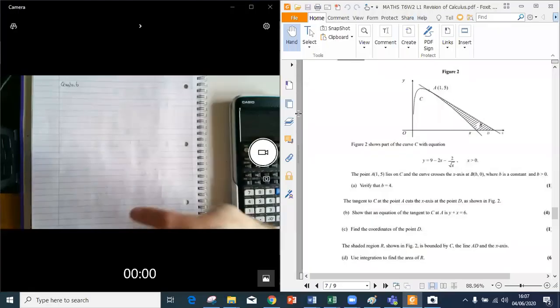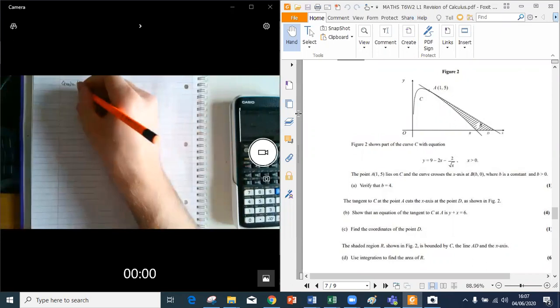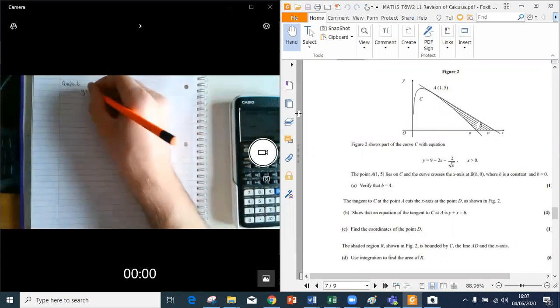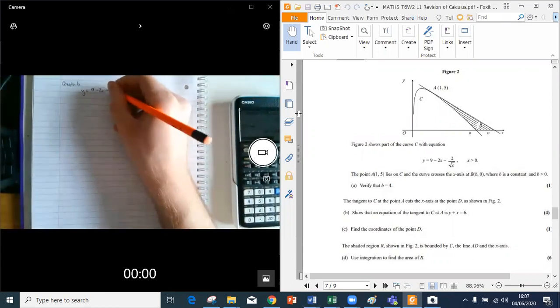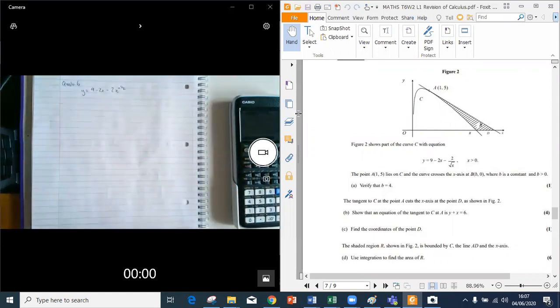Okay, question 6. So we've got the curve C with the equation given there. The first thing I'm going to do is write it down in a nicer form. So 2x, it's minus because it's on the bottom, it's a half into the square root. And the point A, which is (1, 5), lies on C.